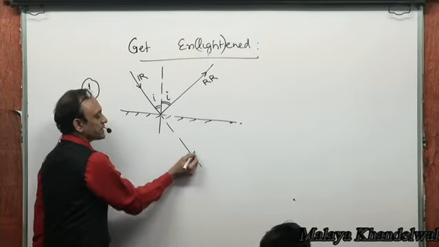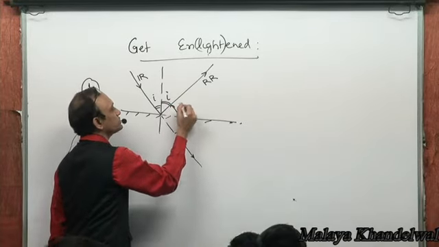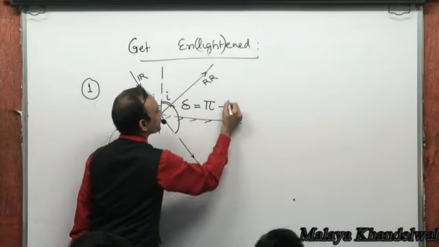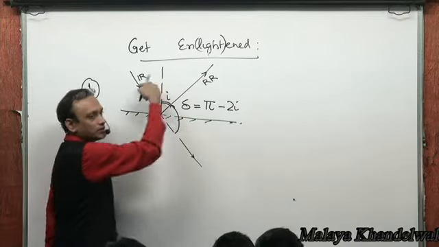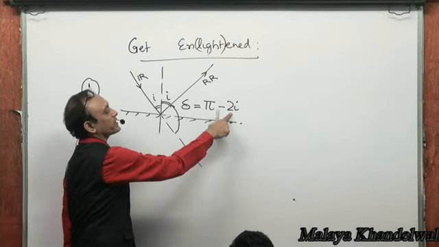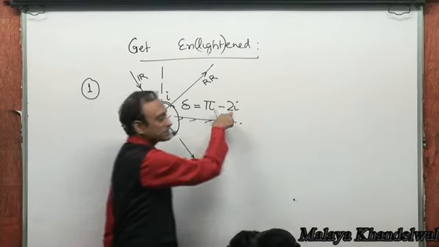If the reflection didn't take place, this would have been the ray. Therefore, this must have been the deviation. The deviation then is pi minus 2i. That's the deviation that the ray has undergone. And therefore, deviation versus i is a straight line with slope minus 2.